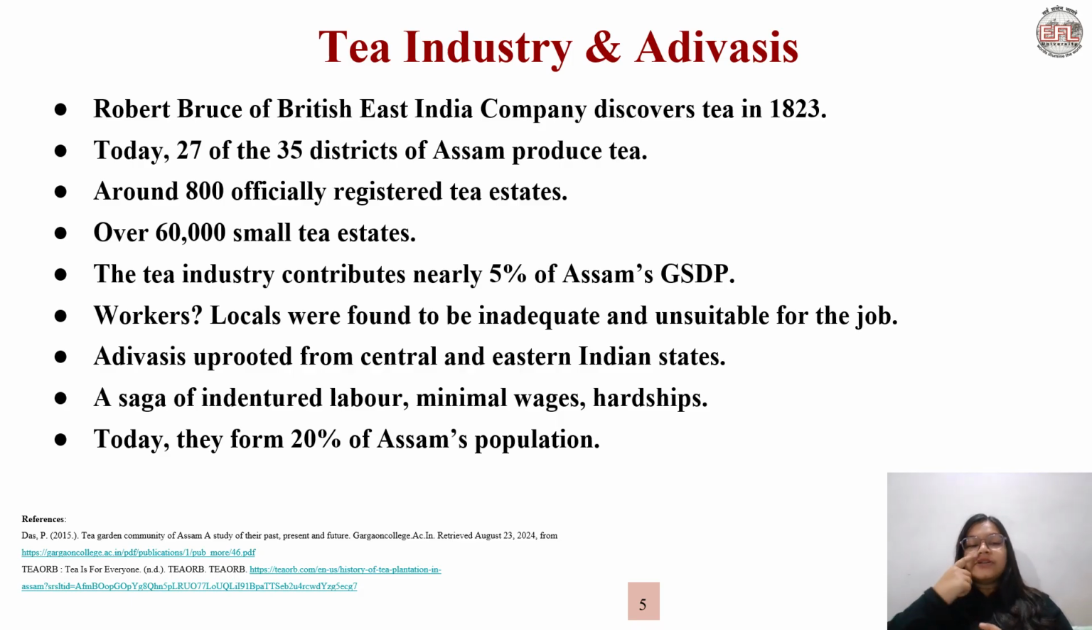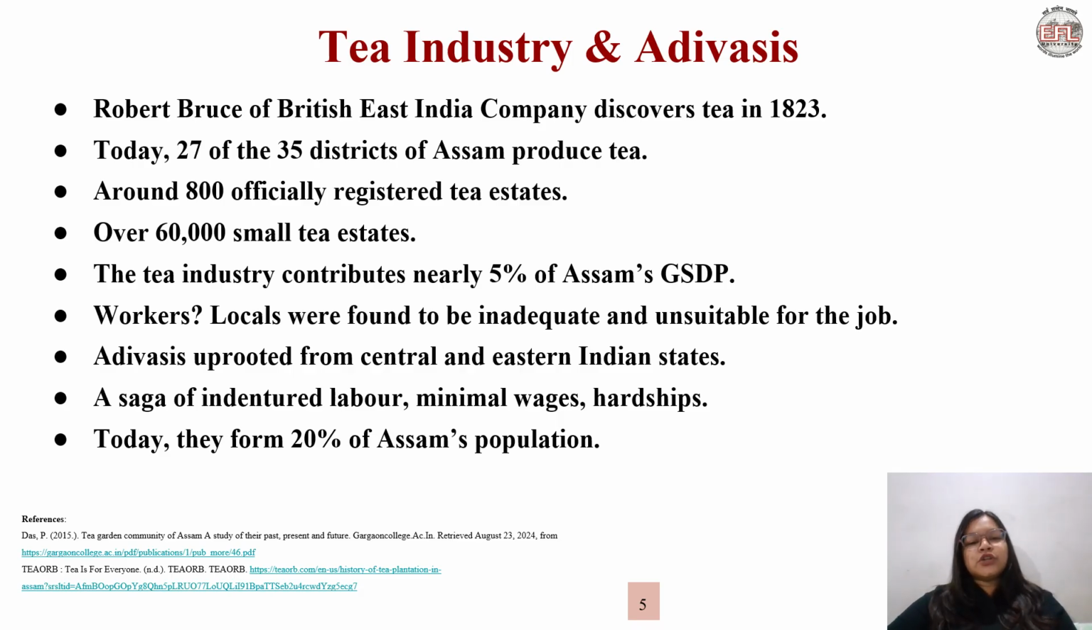So there are over 60,000 small tea estates that operate in the state. They produce CTC tea, organic tea, tea that is of export quality. So there is abundance of production of tea in the region, and it contributes to 5% of the state's gross domestic product.